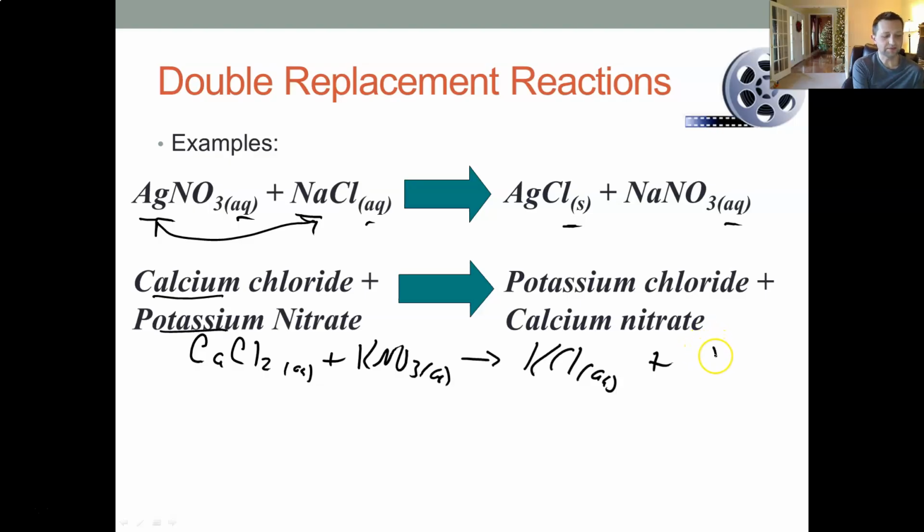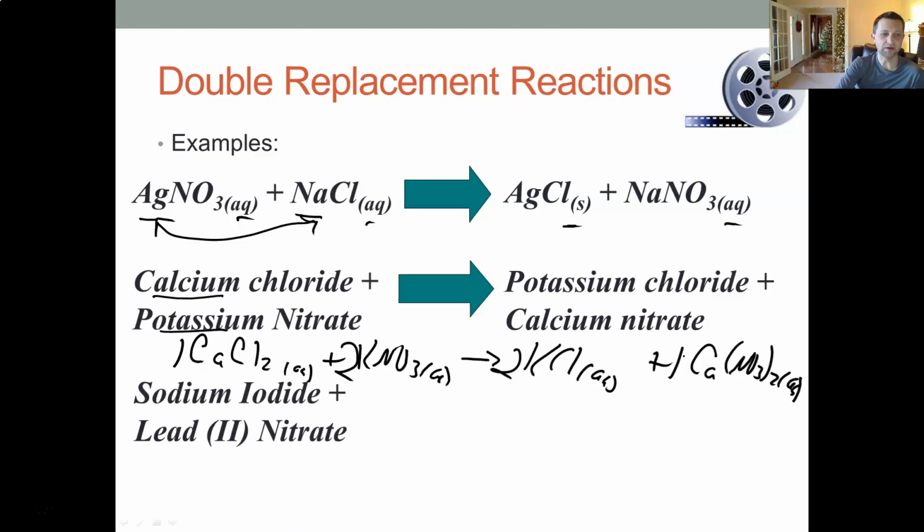And then calcium nitrate, CaNO3 is also aqueous. All right, gotta balance it. So we should put a 2 here, 1, 1. I think that takes care of it. All right, so calcium chloride and potassium nitrate, you have two aqueous ionic compounds to start. Your positive ions switch partners. You rewrite your formulas with your nomenclature rules, and you're good to go. So you start with two ionic compounds, and you're really ending with two ionic compounds as well.